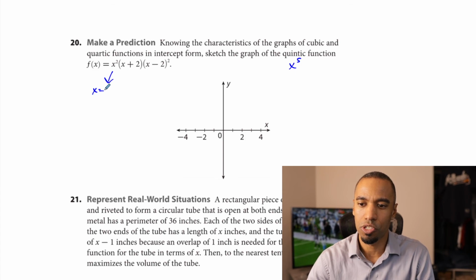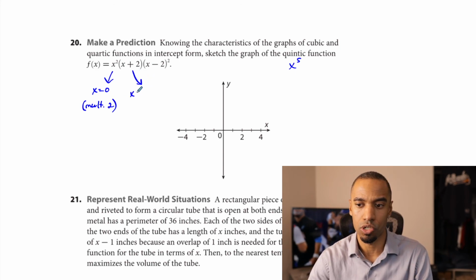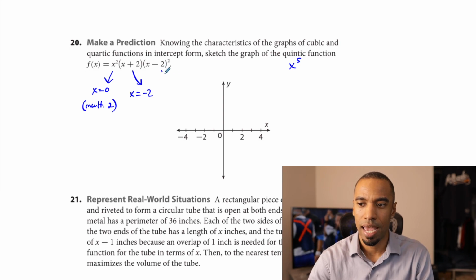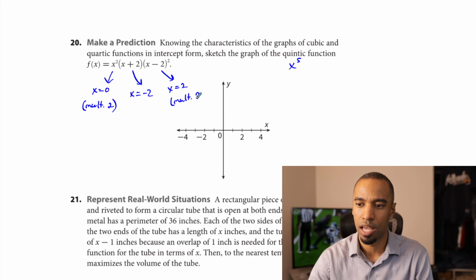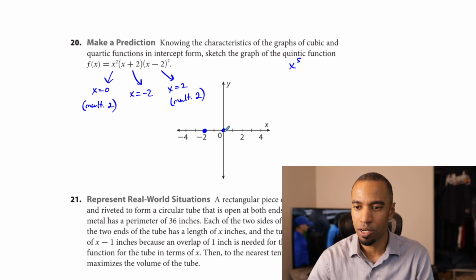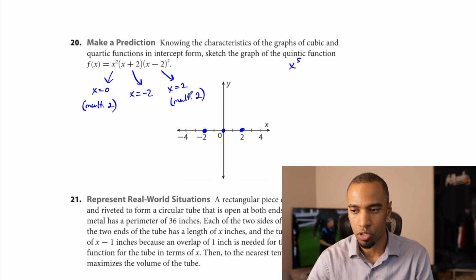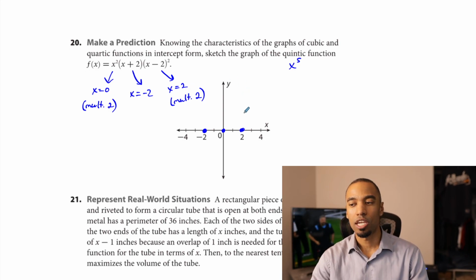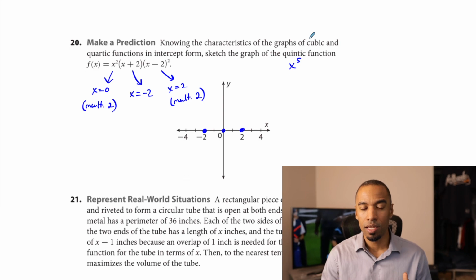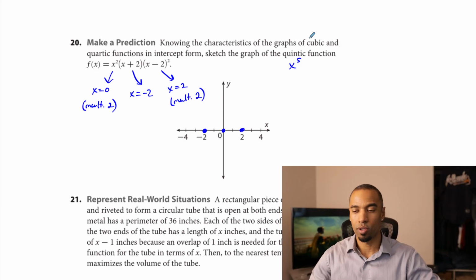We have x equals 0 as an intercept with a multiplicity of 2. If you stuck through this, congrats. You guys are doing great. Hopefully it's making sense. An x-intercept of negative 2 and an x-intercept of positive 2 with a multiplicity of 2. So we touch here, here, and here. At 0, there's a multiplicity of 2. At 2, there's a multiplicity of 2. Because it's a quintic function, it's an odd degree, and it's positive, it's going to start down, finish up.